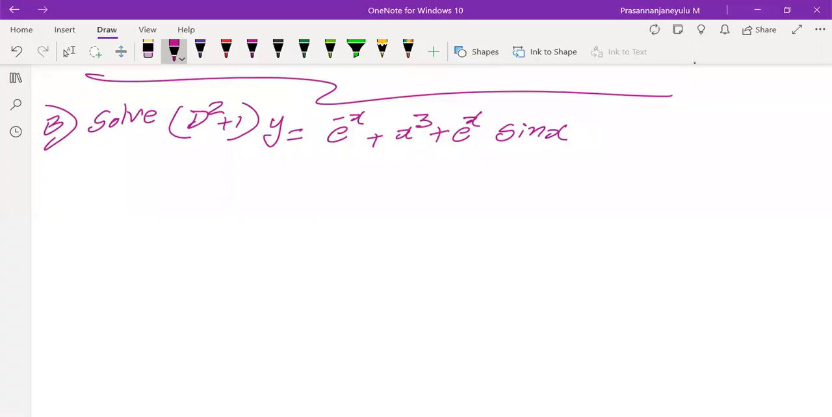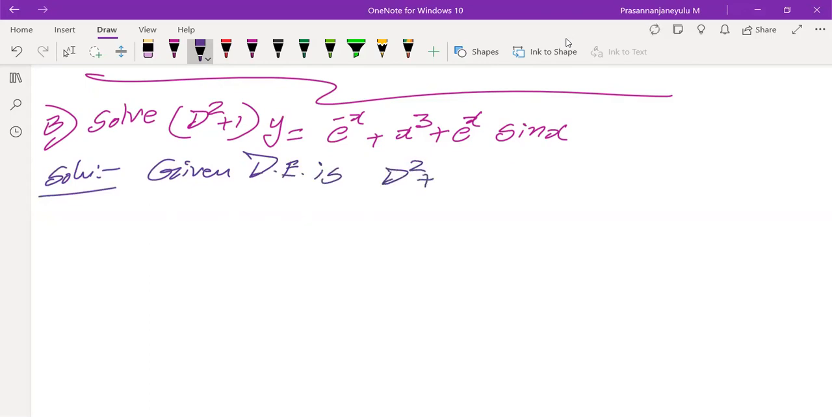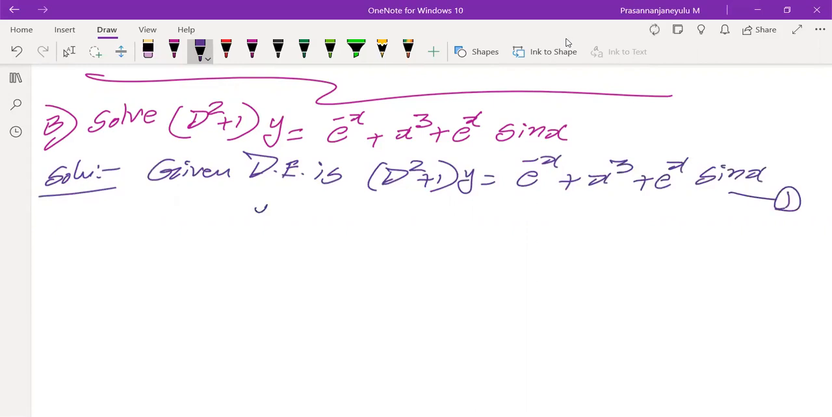Now check, this is our problem. D square plus 1 of y is equal to e power minus x plus x cube plus e power x into sin x. Now, starting the solution. So one of you please find it fast. What is the complementary solution? The given differential equation is d square plus 1 of y equals e power minus x plus x cube plus e power x into sin x. It is equation number 1. Y equals yc plus yp.